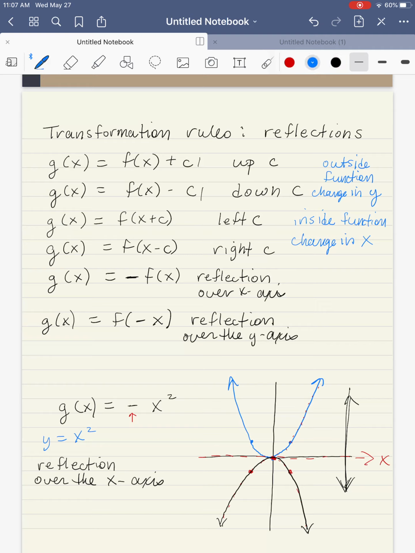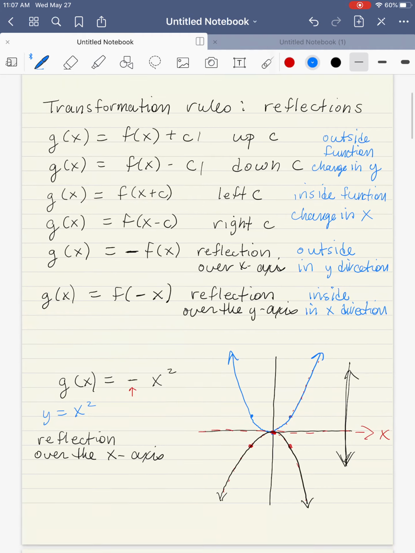So we follow the same thing we had up here. The negative outside the function is in the y direction. And if it is inside the function, it is in the x direction. My x's are changing, left to right.